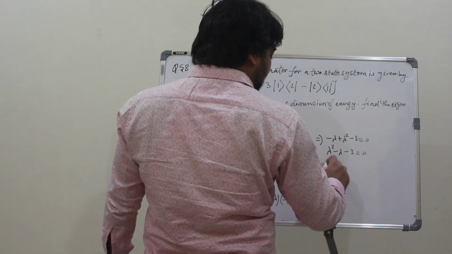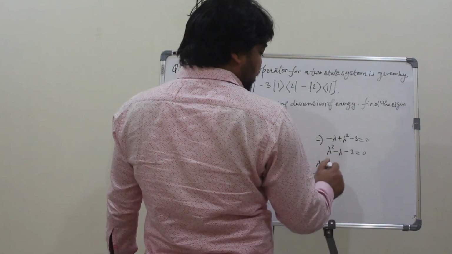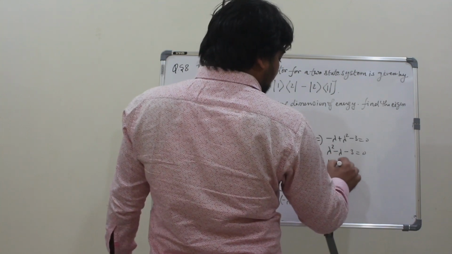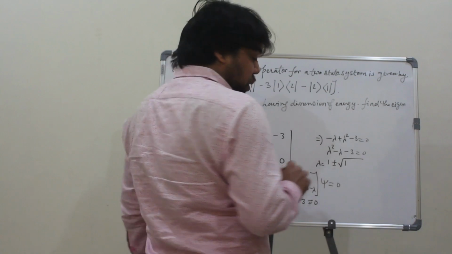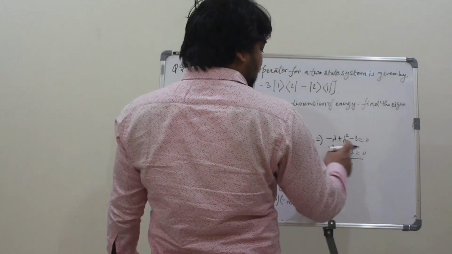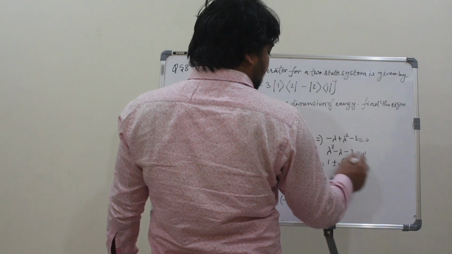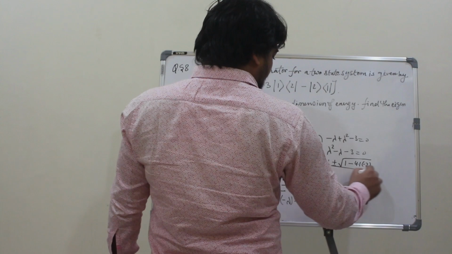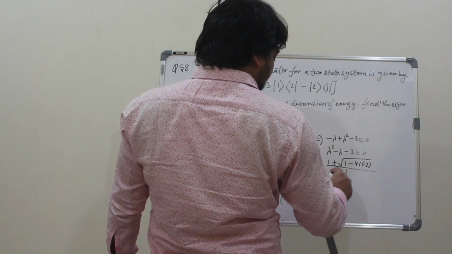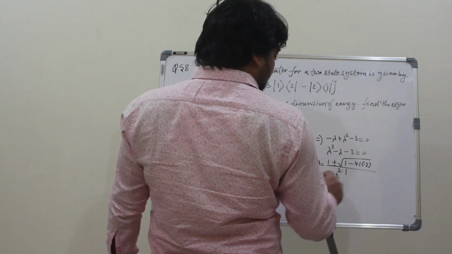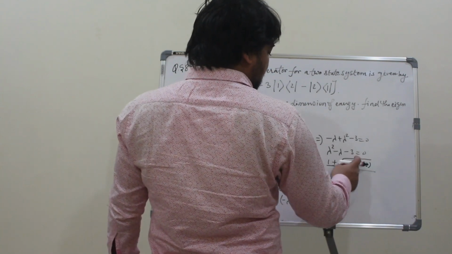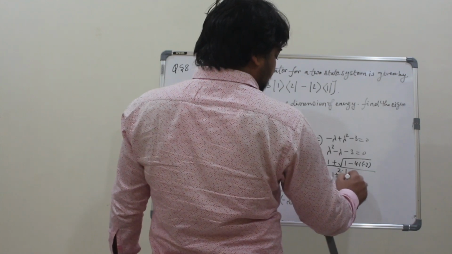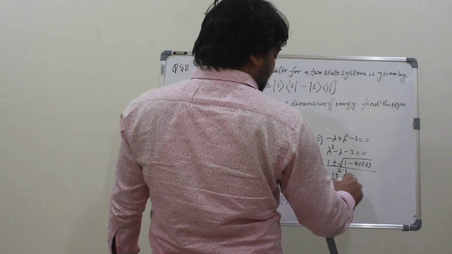So lambda will be minus b, where b is minus 1, so minus b is 1, plus minus root of b square, which is minus 1 square, minus 4ac, where a is 1 and c is minus 3, divided by 2a. So it gives you 1 plus minus root, divided by 2.